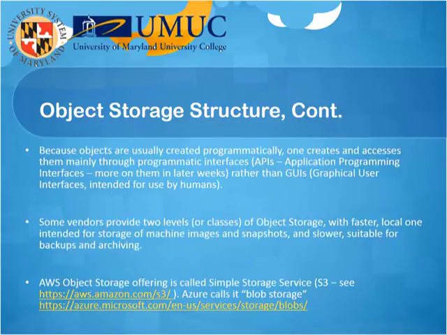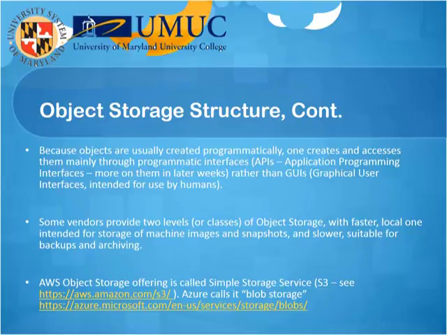Because objects are usually created programmatically in software, one creates and accesses them mainly through programmatic interfaces or APIs, application programming interfaces. More on those in later weeks, rather than graphical user interfaces intended for use by humans. Some vendors provide two levels of object storage, with faster local one intended for storage of machine images and snapshots, and slower ones suitable for backups and archiving.